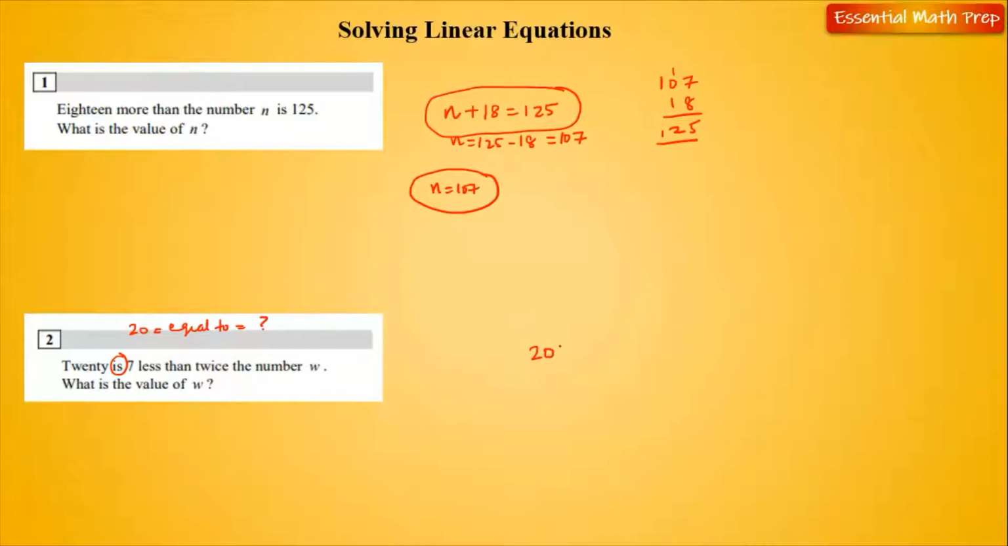So 20 is 7 less than twice the number. As I said, when you see these sort of keywords, twice, 3 times, 4 times, that means you're multiplying. We know our unknown number is w, so twice the number means 2w, and we know 20 is 7 less than twice the number. That means it's 2w minus 7, right? What is the value of w? Well, if you add 7 on both sides, it's 27. So 27 equals 2w. w equals 27 over 2. That's it.